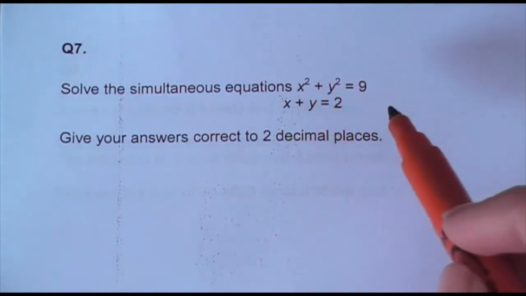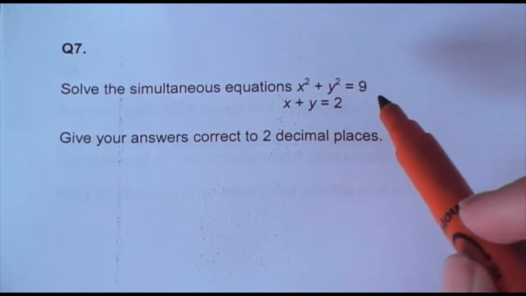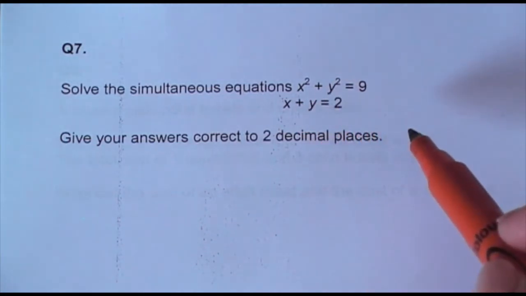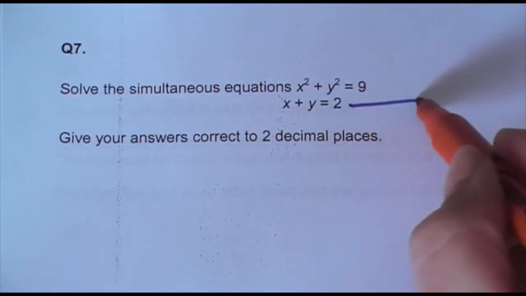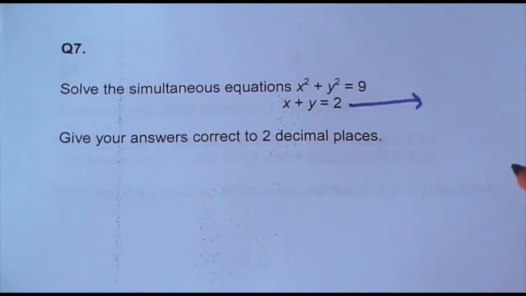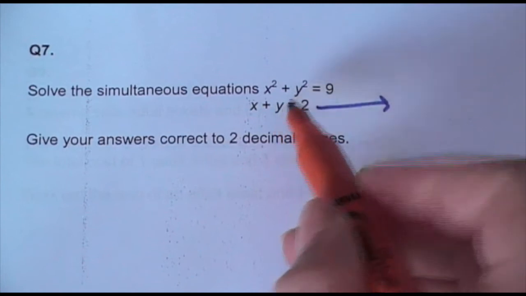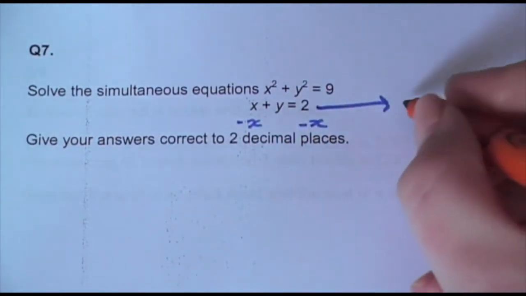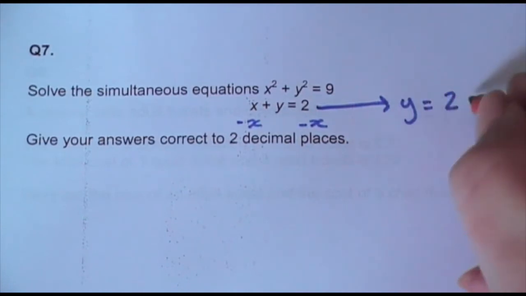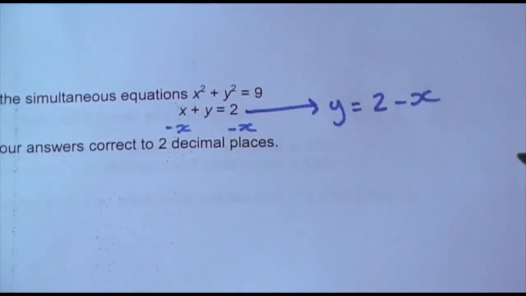into the quadratic. And the point in that is because we want to get rid of one of the variables. I can't solve anything as long as there's two variables. I need one variable. So what I'm going to do is take this linear equation, and instead of having x plus y equals 2, I'm just going to rearrange it. And I want y as the subject. So I'm going to have to subtract x from both sides of this, which will leave me with y equals 2 minus x.